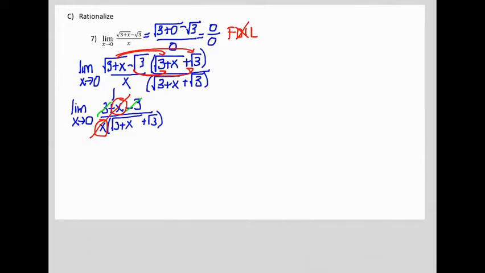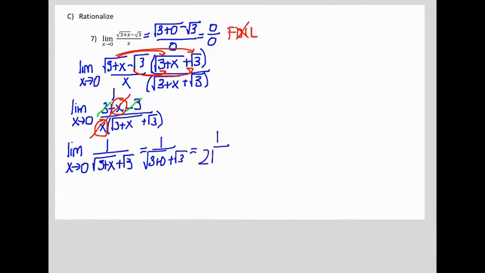Remember, you can't cancel through addition and subtraction, but you can cancel through multiplication. Notice I snuck in that 1 as the placeholder. So I'm rewriting what I have left. In the end, how do I evaluate the limit? I plug in the 0. So I've got 1 over the square root of 3 plus 0 plus square root of 3. Combine like radicals, 1 over 2 square root of 3 is the value of our limit.